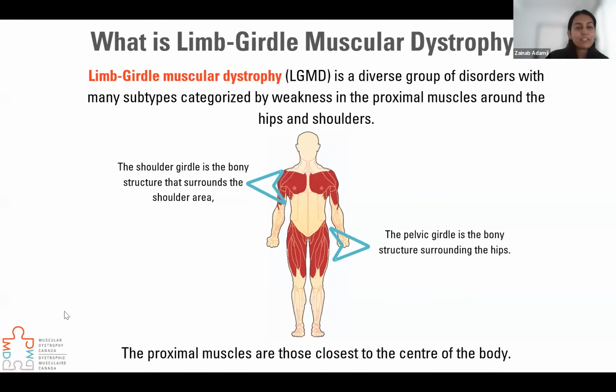Thanks, Amira. So as Amira mentioned, I just want to set the stage and give a brief overview of limb-girdle muscular dystrophy. So limb-girdle muscular dystrophy is comprised of a diverse group of disorders and contains several subtypes and is usually characterized by weakness in the proximal muscles around the hips and shoulders. When we use the word proximal, we're referring to the muscles that are closest to the center of the body. And LGMD, as the name describes, affects the muscles around the shoulder girdle and the muscles around the pelvic girdle. Next slide, please.